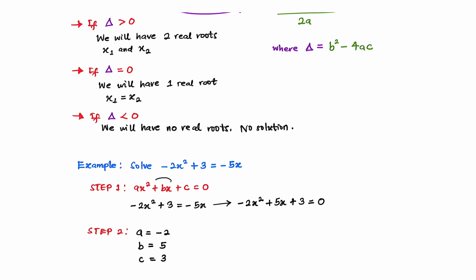B is the coefficient of x. And we can see that from this equation, the coefficient of x here is plus 5. And c is the value with no x, the constant. And in this question, it is plus 3. Correctly determining the value of a, b, and c is very important. And wherever there is a negative, the negative always belongs to the coefficient. Never ignore the negative. That is very important.